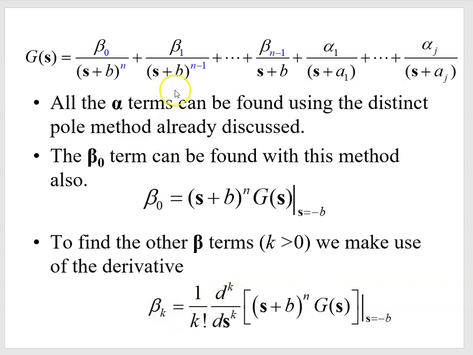So if we have beta 1, for example, we take 1 over 1 factorial, which is just 1, and we take the first derivative, but we still multiply our g of s term by s plus b to the n. And the same if we have beta 2, over s plus b to the n minus 2: we take the second derivative, but we still multiply s plus b to the n, this original repeated root, times the function g of s.